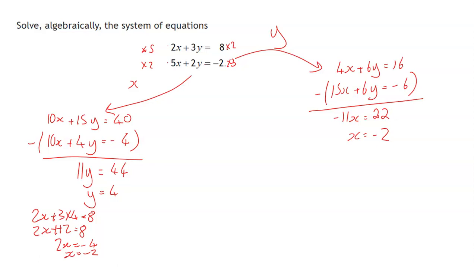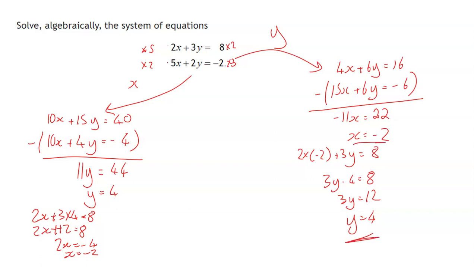Take that and I'm going to substitute it back into any of the equations I want. So I'm going to go for the top one again. So I get 2 times negative 2 plus 3y equals 8. That gives me 3y minus 4 equals 8. 3y is equal to 12. Y equals 4. So lo and behold, I get the same solution for x and y, regardless of which of the two techniques I do.